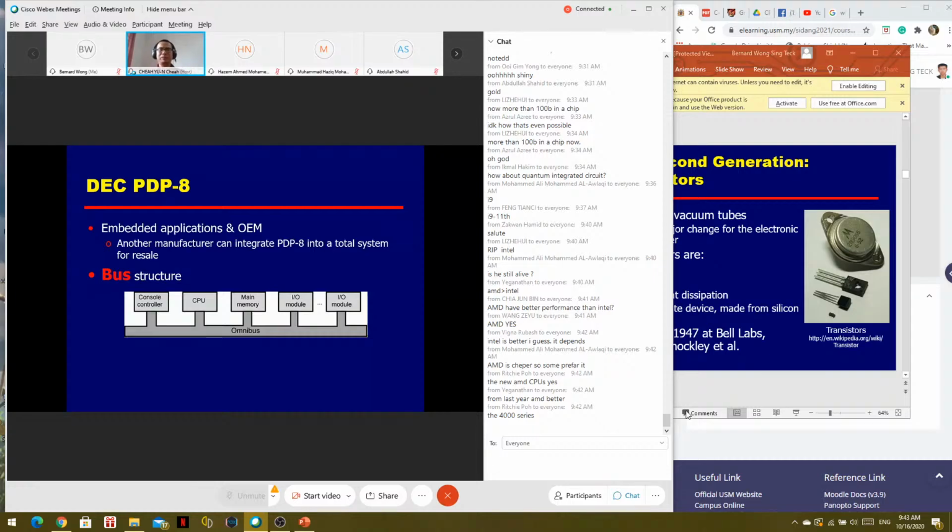So in this case for the PDP-8, the bus structure connects the CPU, the memory, and all the I/O modules. Bus basically means there is a trunk, like a main connection, and then all the components are connected to that main trunk. So that is called the bus architecture.